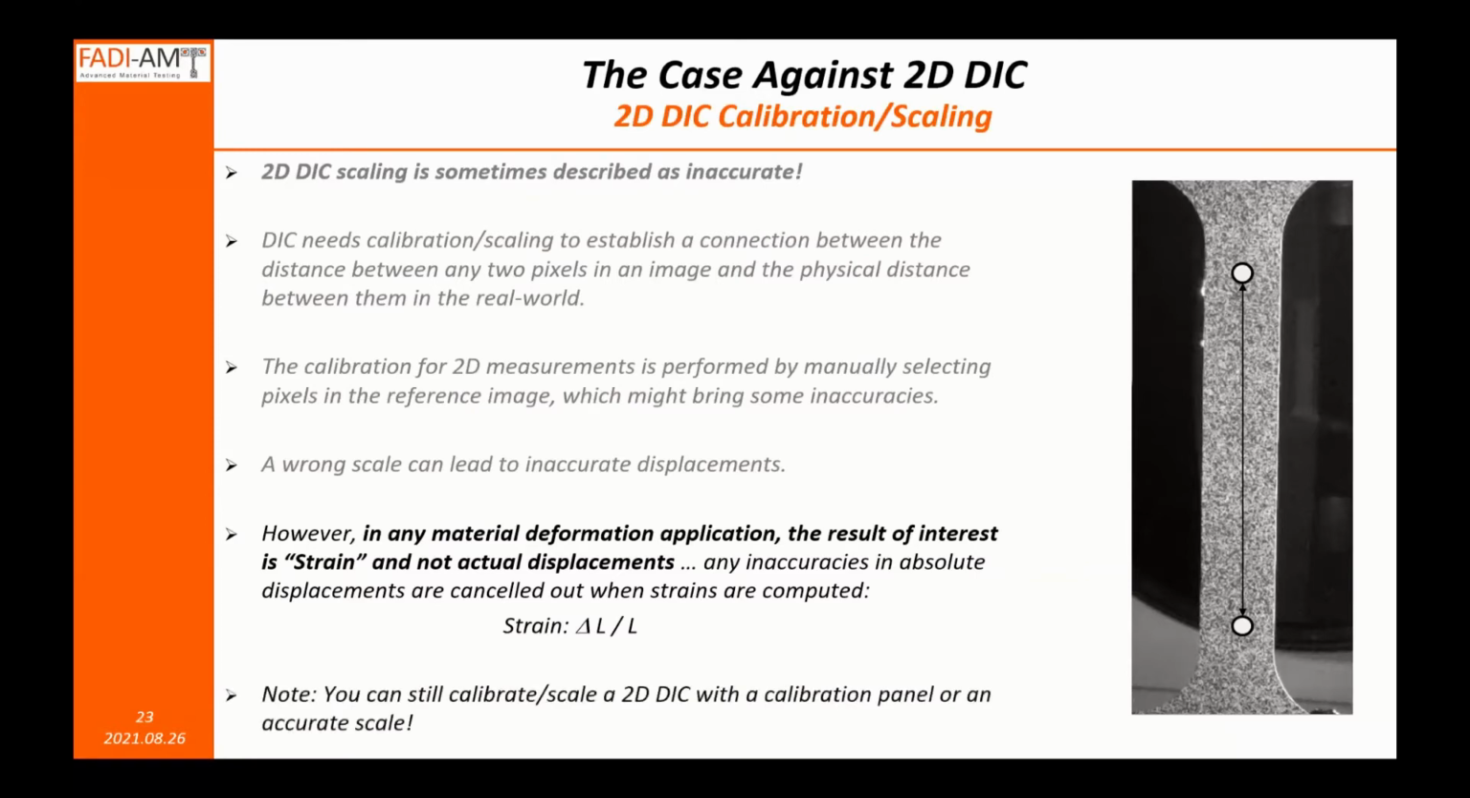And finally, nobody said that you couldn't technically calibrate or scale accurately with 2D DIC. You can still do it. And you can use a calibration panel, or you can use a good scale. What we are saying, or what we have seen in our experience, is it doesn't really have to be done super accurately. But if you want to do it, it can be done. And that eliminates a lot more of those errors if need be.